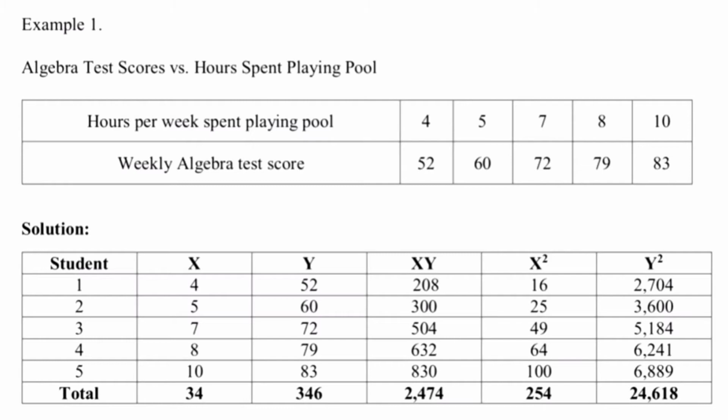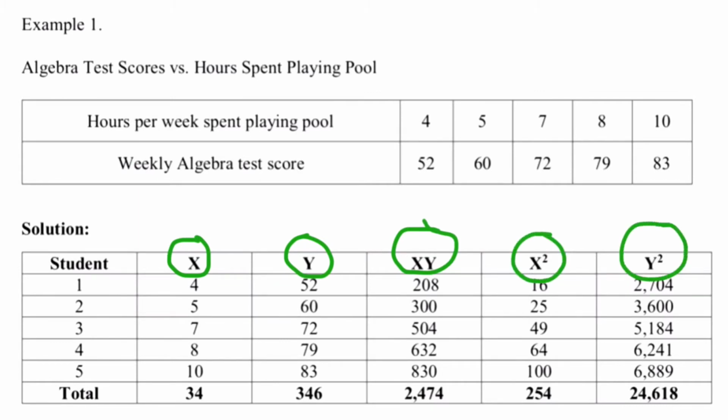Then we have here the values of our X, the values of Y, X times Y, X squared, Y squared. Yan yung mga kailangan natin sa ating formula na sinabi kanina. So, here we only just rewrite yung value ng ating X, 4, 5, 7, 8, 10. And then yung ating Y is 52, 60, 72, 79, 83.